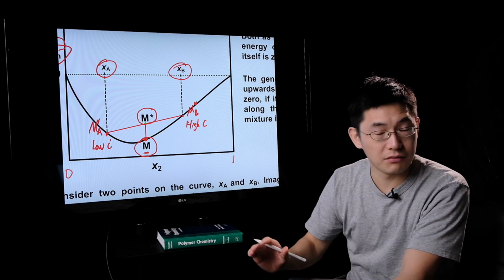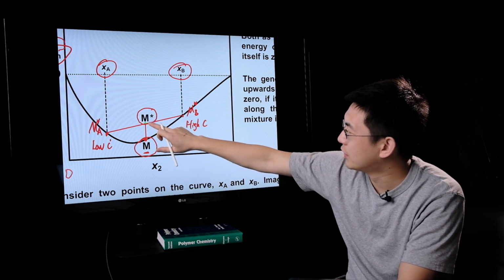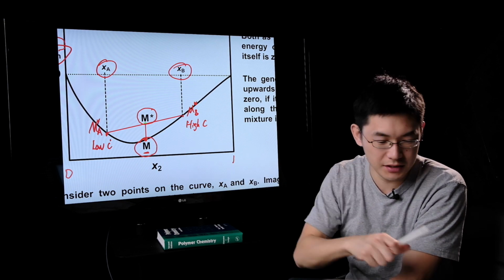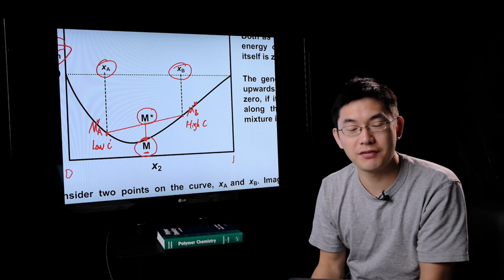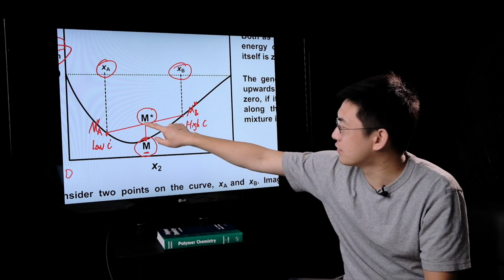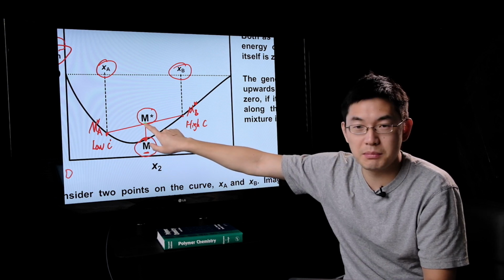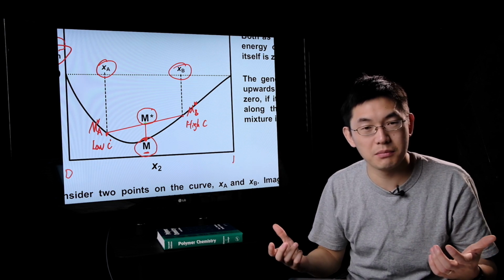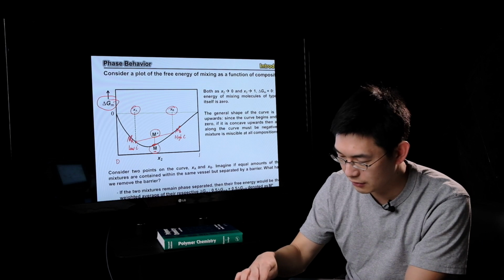So Brian and the rest of the classmates, look here. Your M star sits at a higher delta G than M. That means if I have 30% polystyrene and I phase separate it into 10% and 50%, I actually raise the free energy of the system, going from 30% in one phase into 10% and 50% in two phases, M star. So that means what? It will not phase separate, right? It will be more happily sitting here as one phase. Okay?